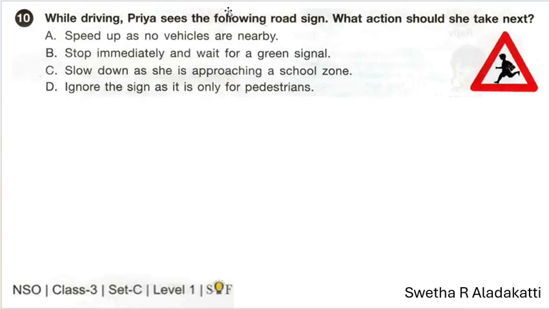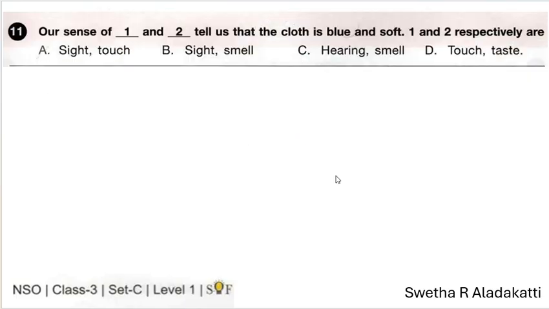10. While driving, Priya sees the following road sign. Which action should she take next? Let's see the answer. Option C, slow down as she is approaching a school zone. A small kid with a school bag behind, a lunch bag, and he is running. So it is a school zone. We should make our vehicle slow in this area.